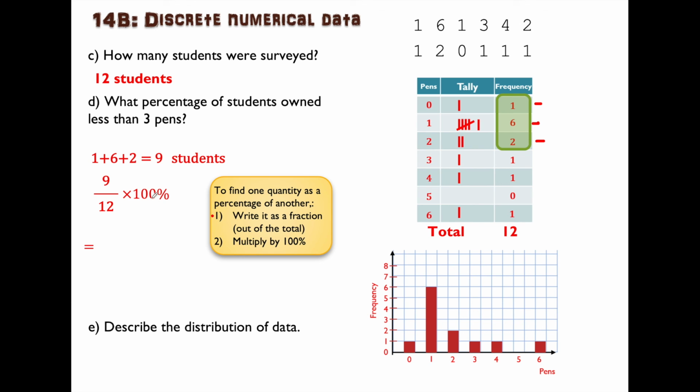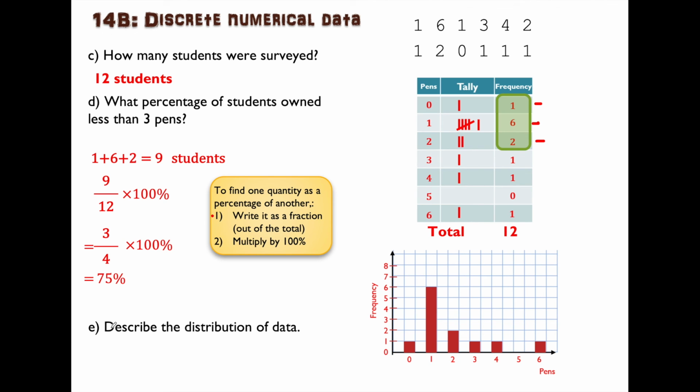You can also do it by hand because, for example, we could simplify 9 over 12. There is a number that goes into 9 and goes into 12, which is 3. So we can divide: 9 divided by 3 is 3, 12 divided by 3 is 4, put the times 100%, 3/4 times 100 is 75%. But alternatively, just typing this without the percent sign into your calculator will give you the same answer. So most students own fewer than 3 pens. That seems sensible to me.